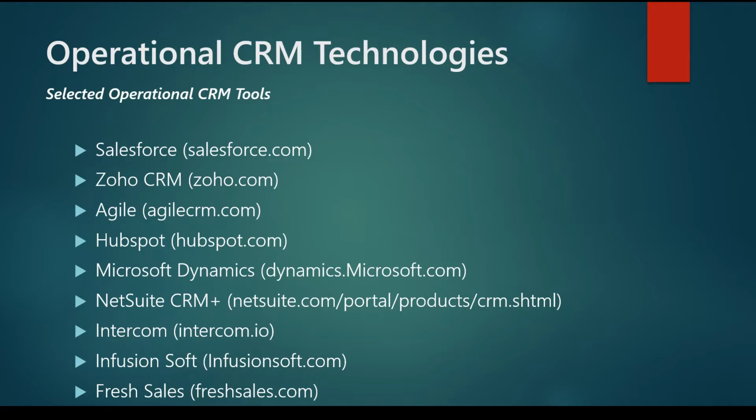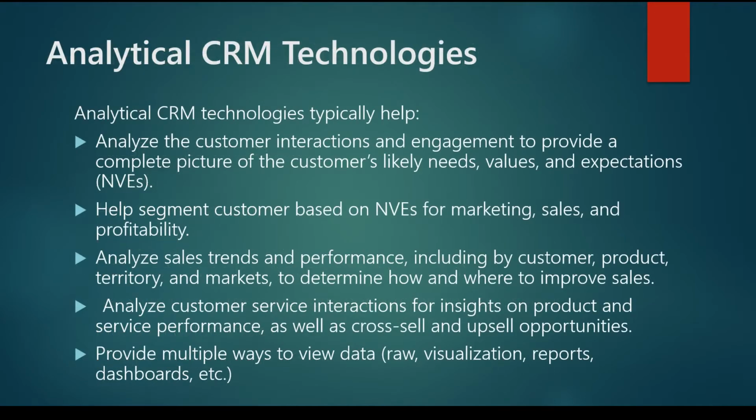Analytical CRM technologies typically help us do things in gaining a better perspective of the customer needs, values, and expectations by analyzing the data information within the database. So it's a different layer, a different way to access and view information, while the operational CRM technologies do provide some analytic capabilities. They're generally not as robust as what would be a standalone, separate analytical CRM technology.